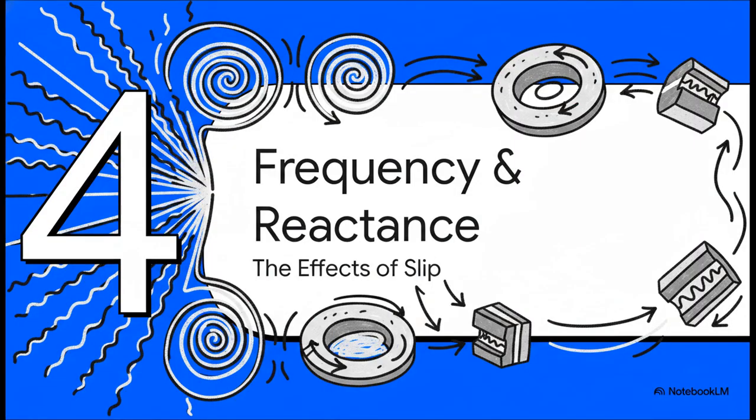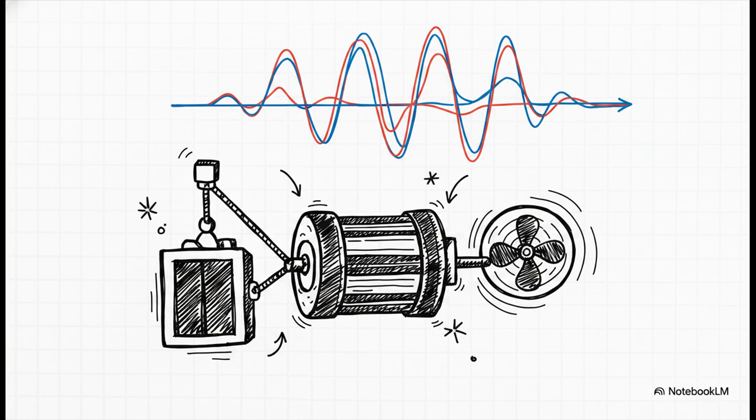Section 4. Rotor frequency and reactance. Let's move along and see how this whole concept of slip physically alters the electrical characteristics inside that spinning rotor. Look at this relationship. Rotor frequency equals slip multiplied by the supply frequency.